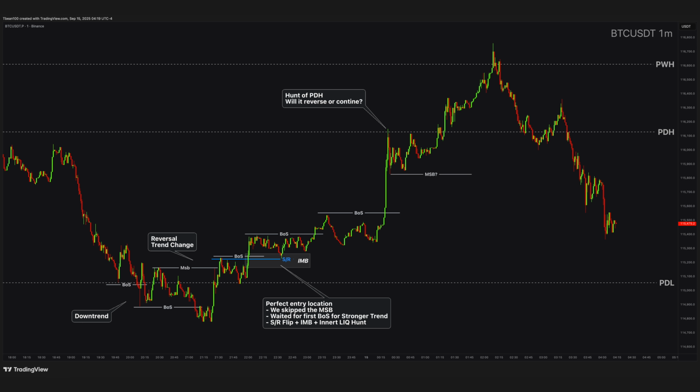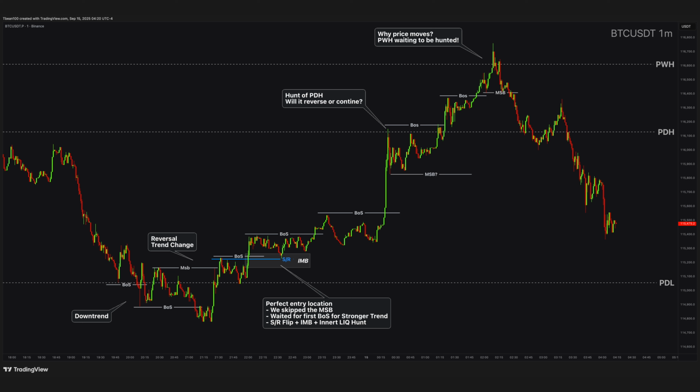In this example, you can clearly see that there is no real market structure break for a reversal. That means the trend hasn't shifted from an uptrend into a downtrend yet. Instead, the price keeps breaking structures to the upside, climbing higher and higher, as you notice. At the very top, we also have the previous week's high just sitting there waiting to be hunted. This is one of the main reasons why the price continued pushing upwards in this example.